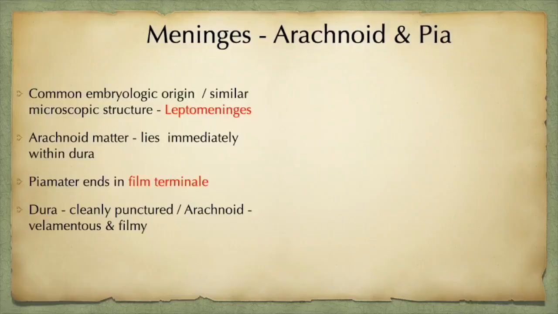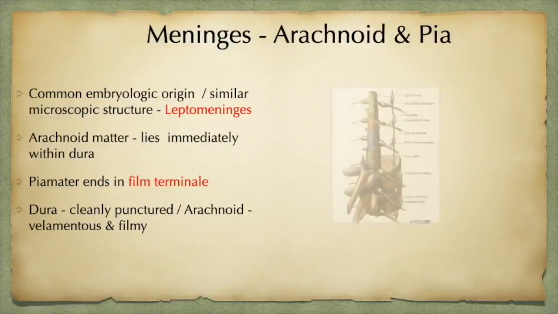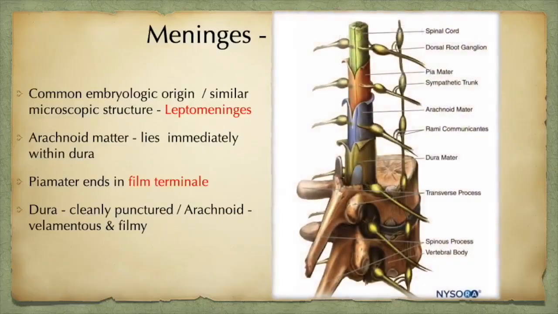Coming to the meninges, the other meninges, the arachnoid and the pia mater, have a common embryological origin. They have a similar microscopic structure, so they are called the leptomeninges. The arachnoid mater lies immediately within the dura, therefore it cannot be separately seen most of the time. When you puncture the dura, you puncture the arachnoid mater too during a spinal anesthetic. The pia mater ends in the filum terminale. The dura is easily and cleanly punctured, but the arachnoid is velum-like and filmy, therefore at times it can give way.